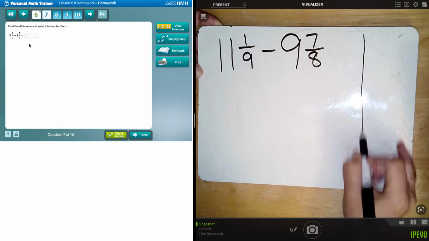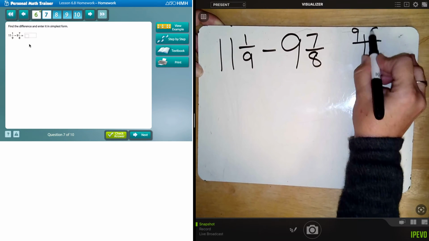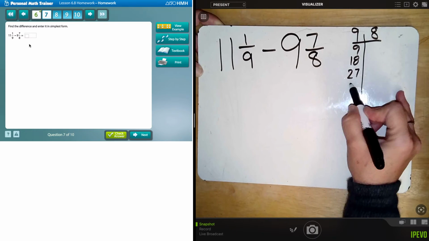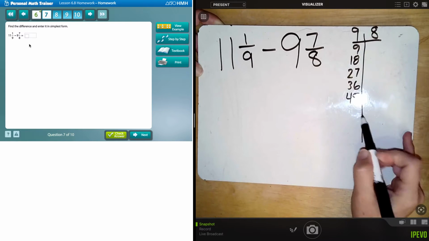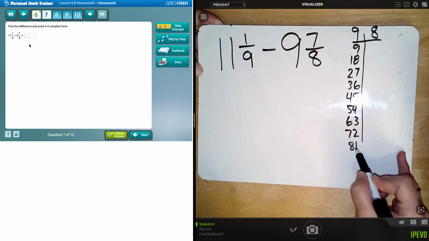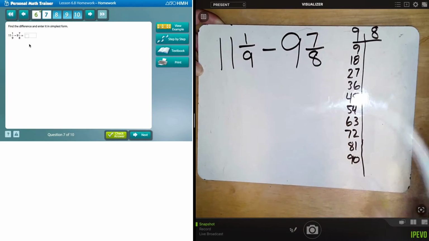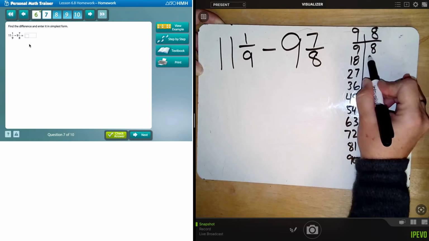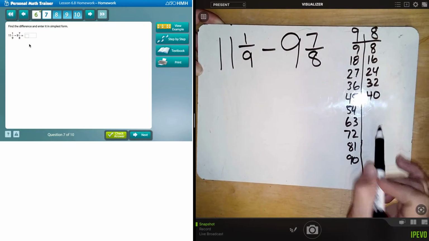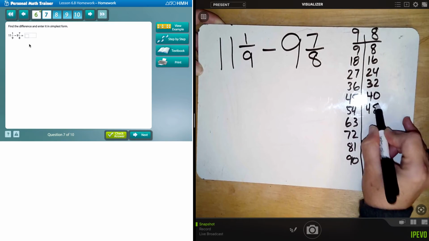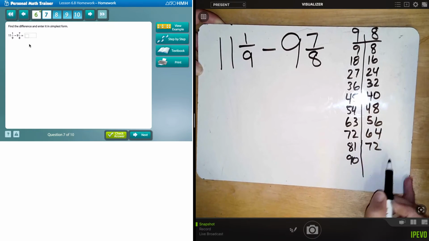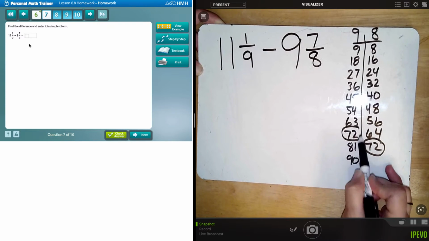I need to figure out what my common denominator is. 9, 18, 27, 36, 45, 54, 63, 72, 81, 90. Okay, I'm going to stop there. And I've got 8, 16, 24, 32, 40, with 40 down here and a 40 up there. 48, 56, 64, 72. Oh man, it really was pretty far down.